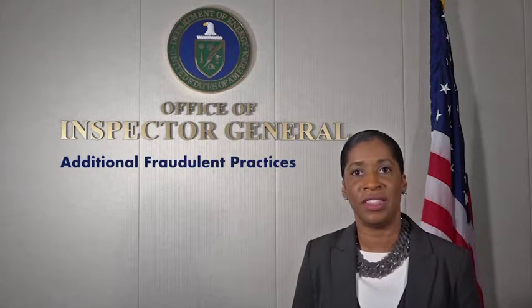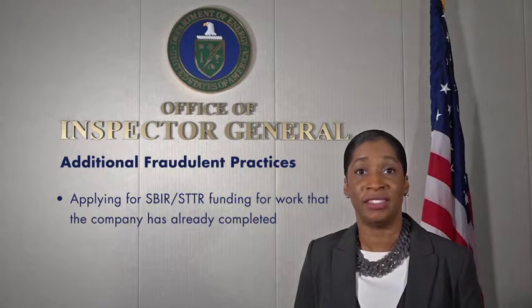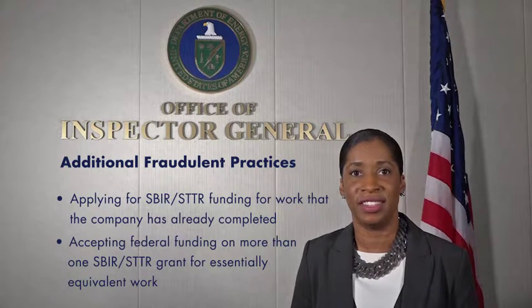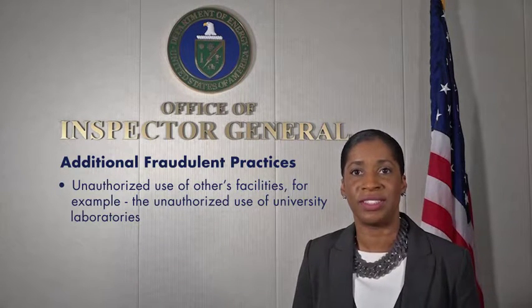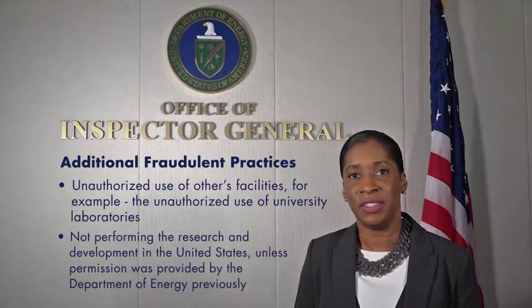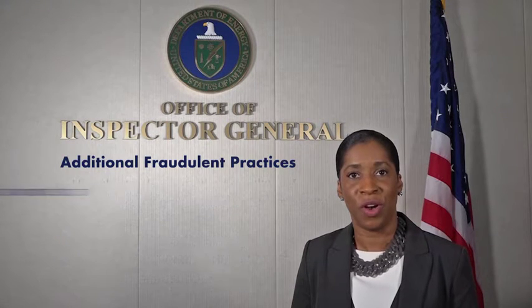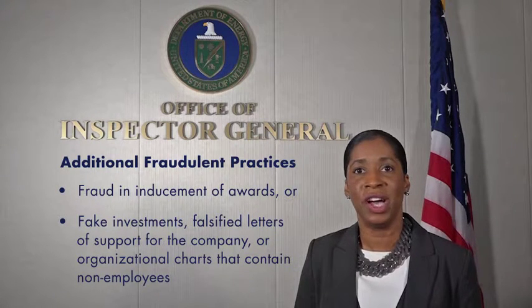Additional fraudulent practices within the actual SBIR STTR proposal might include applying for SBIR STTR funding for work that has already been completed by the company, accepting federal funding on more than one SBIR STTR grant for essentially equivalent work, unauthorized use of others' facilities, for example, the unauthorized use of university laboratories, not performing the research and development in the United States unless permission was already provided by the Department of Energy previously, fraud and inducement of awards, or fake investments, falsified letters of support for the company, or organizational charts that contain non-employees.